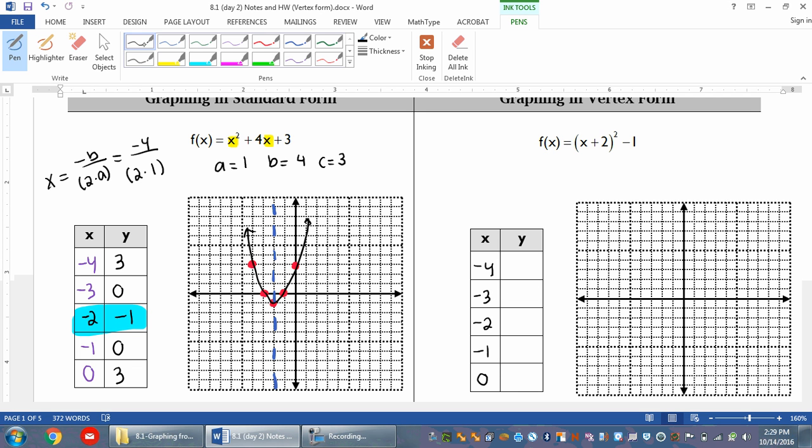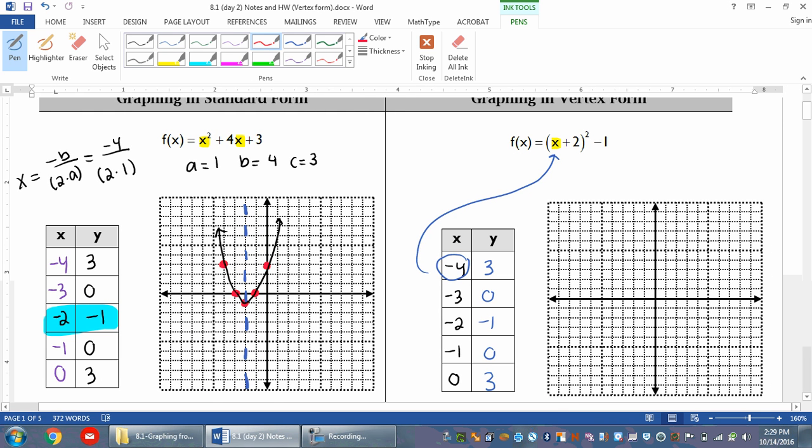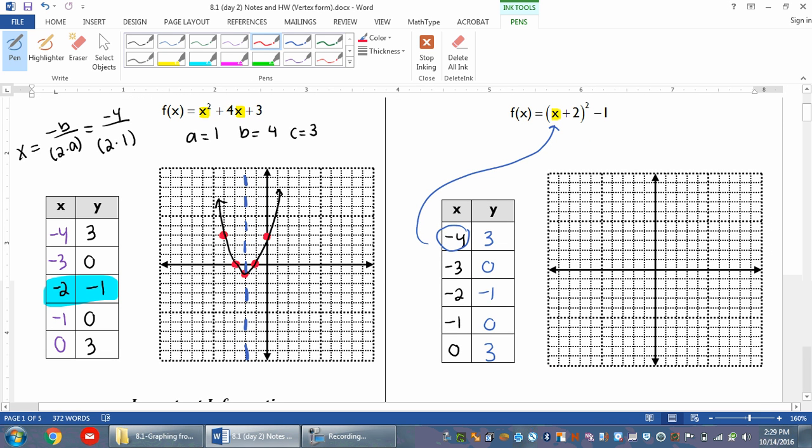We're going to substitute those values in for x and get all my y values. I'm going to, again, do that for you. So it's 3, 0, negative 1, 0, 3. How I got those is I took all those x values and substituted them into my equation. All right, let's plot these points. Again, we have negative 4, 3, negative 3, 0, negative 2, negative 1, negative 1, 0, and 0, 3. Connect your points with a U, not a V.